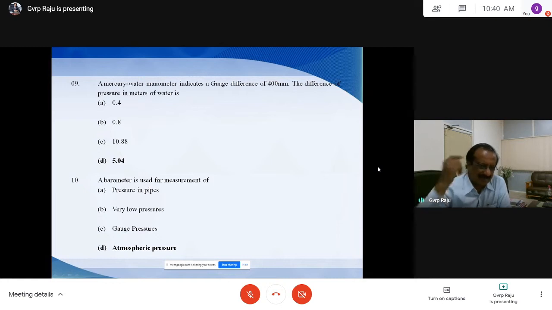A barometer, as you know, is for measuring atmospheric pressure. So the answer is D. A barometer is for measurement of atmospheric pressure.